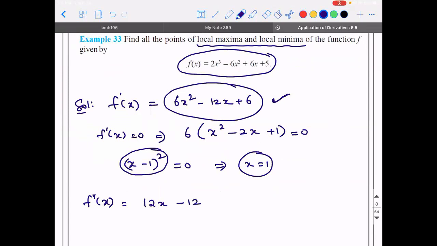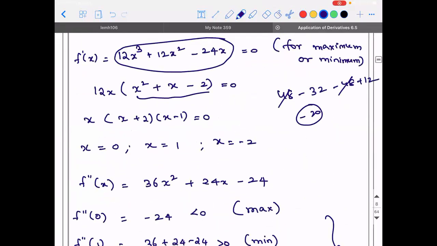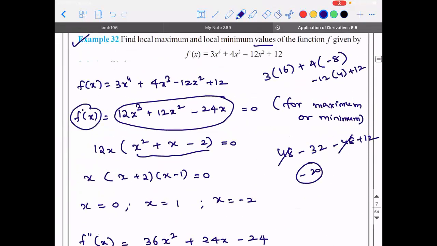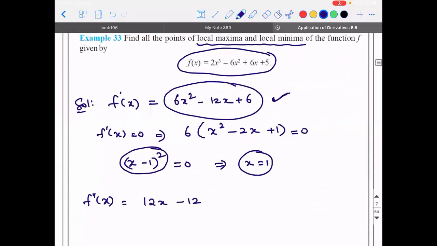So 12x minus 12. See, for example, in the previous problem, in the first step of f dash of x itself, I wrote it as 0. Suppose I cancel 12, no? People will start differentiating after the 12 is cancelled. If you do that thing, your answer will be wrong. Okay, so please be careful with that.